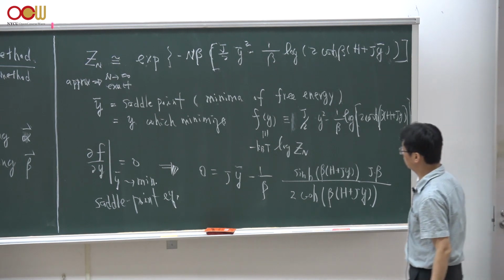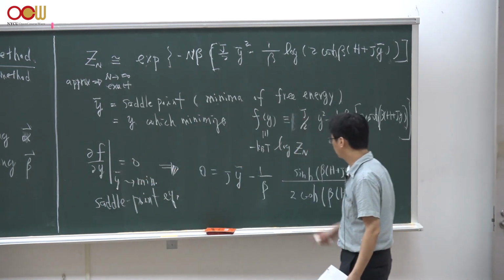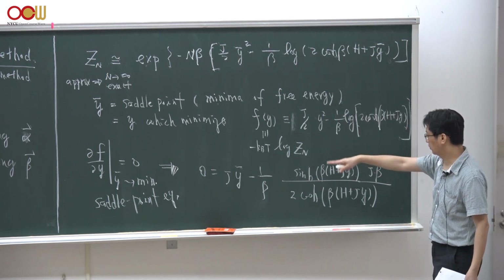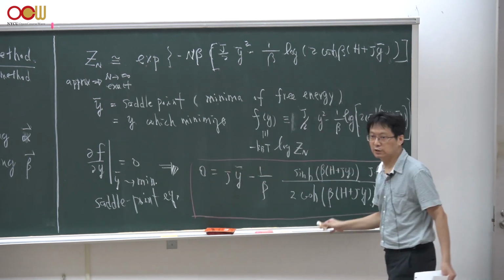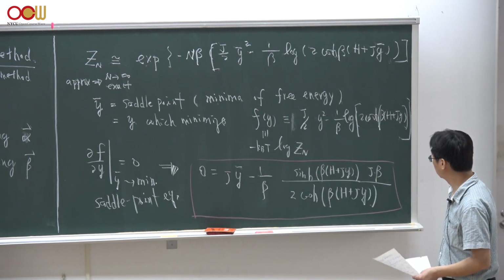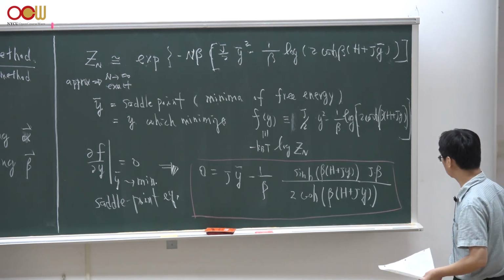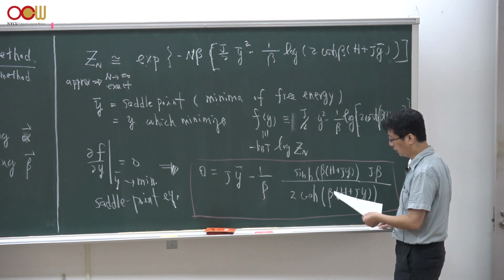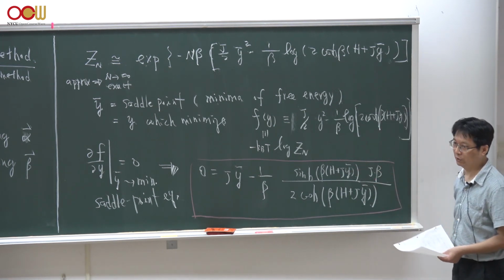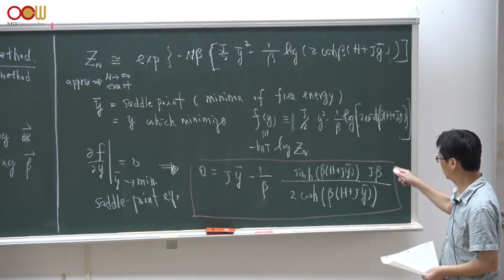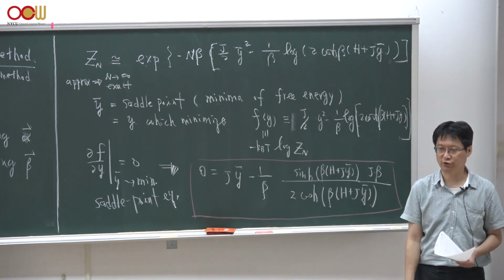You set the first order derivative of f with respect to y to zero, and then you rewrite this condition in terms of this equation here. This is called the saddle point equation. We try to solve it and look for the solution that satisfies it. And if we could really find such a saddle point, a y bar, which satisfies this equation, then we're done. This is our solution of the Ising model of infinitely long range interaction.